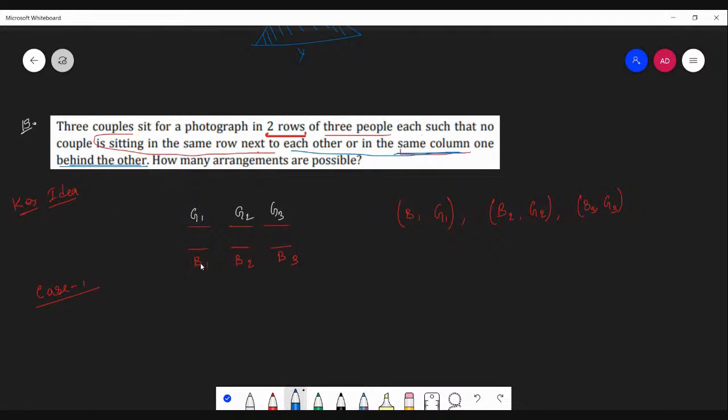So if there is b1, the only possibility is g1, g2 or g3, right? Only possibility is actually g1 or g3.